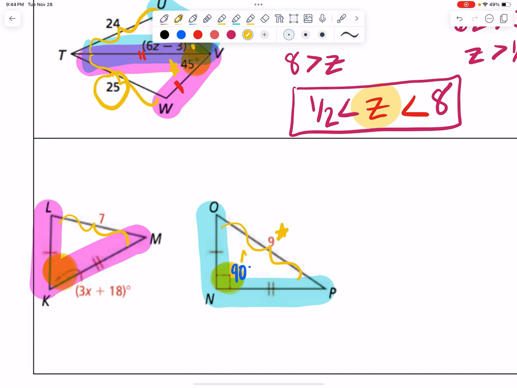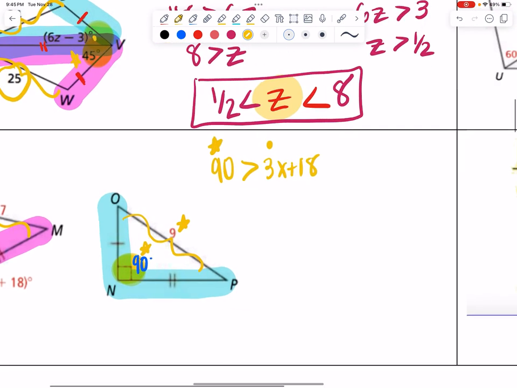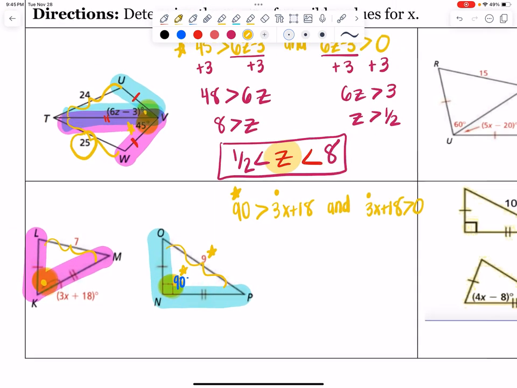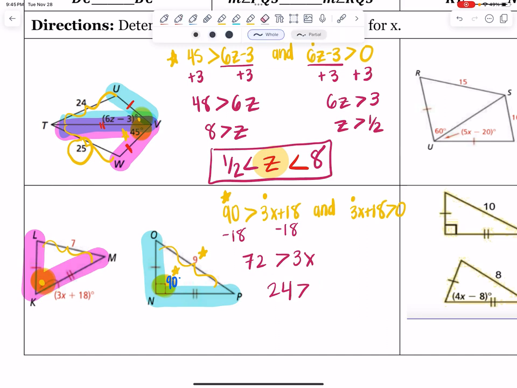The 9, which means that 90, that angle, is going to be greater than 3x plus 18, this dot angle right here. So the 90 has to be greater than 3x plus 18. But remember, we also have to say, and that dot angle, 3x plus 18, for it to be an angle, has to be greater than 0. So again, I'm just going to solve this. I'm going to subtract 18 from both sides. I get 72 is greater than 3x. So I know that I'm going to get x is going to be less than 24. X is less than 24.